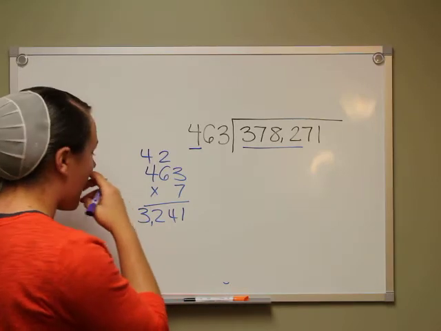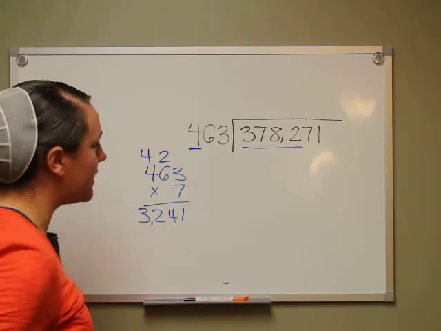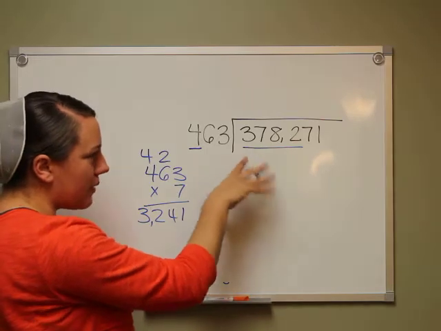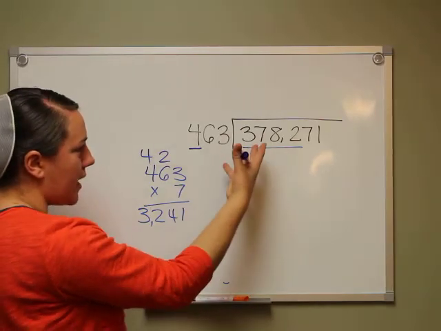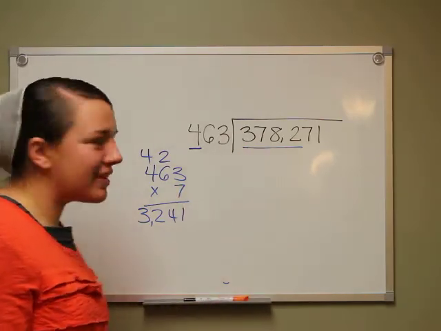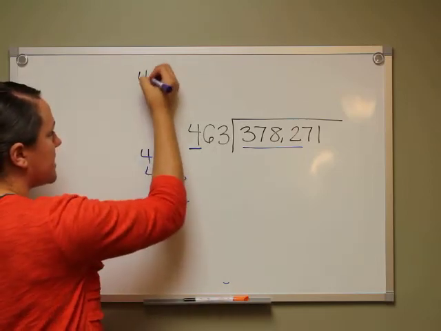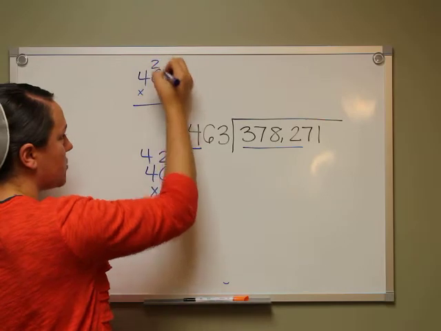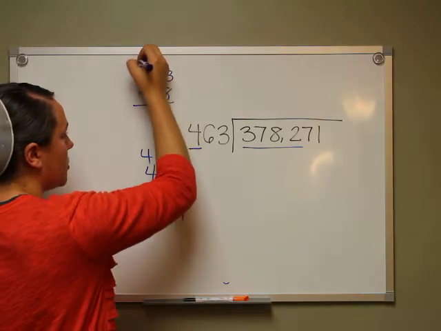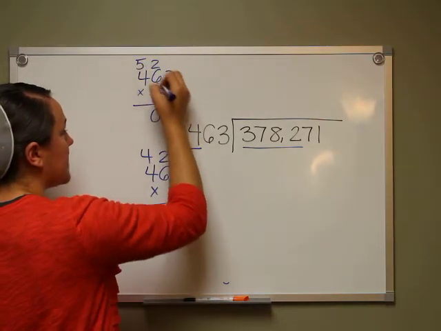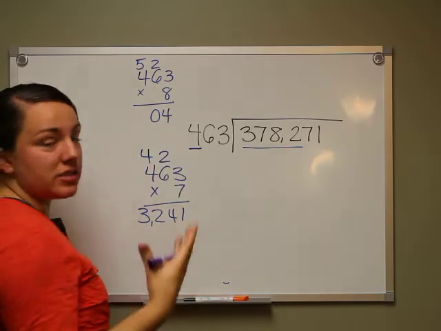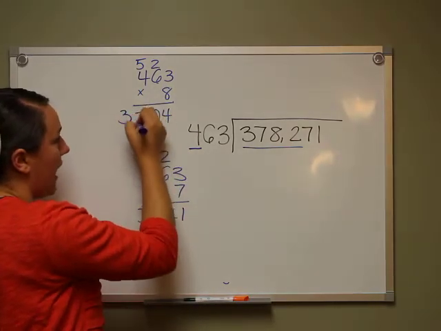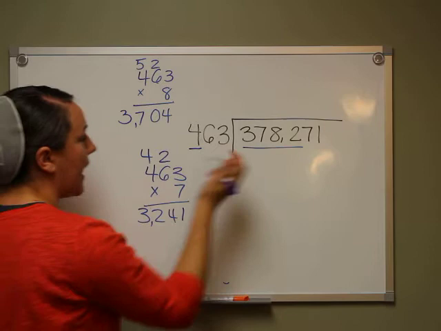Okay, so we have 3,241. Possibly it could go into our number here 8 times. Do you agree with that? Let's try 463 times 8. 3 times 8 is 24. 6 times 8 plus 2 is 50. 8 times 4 plus 5 is 37. And that does work. We can use an 8.